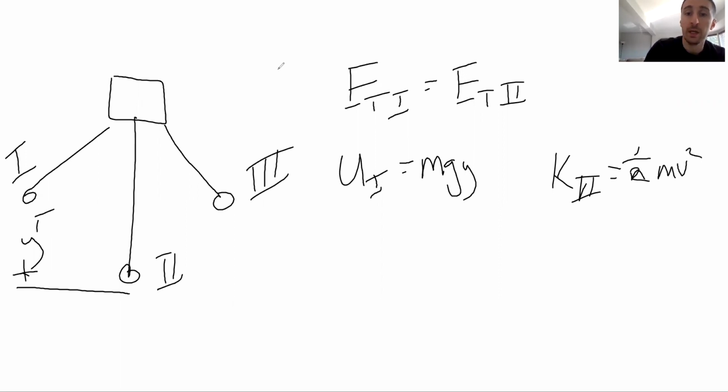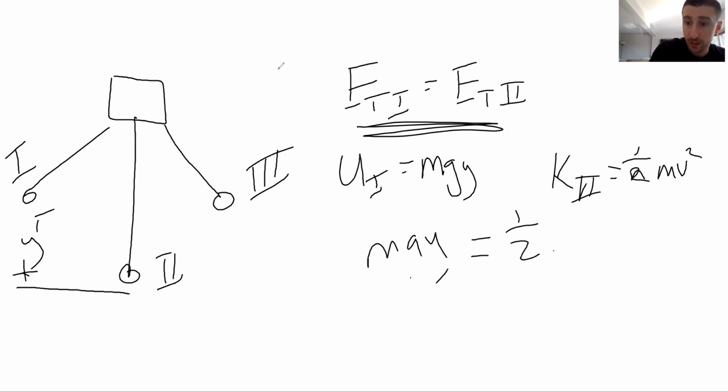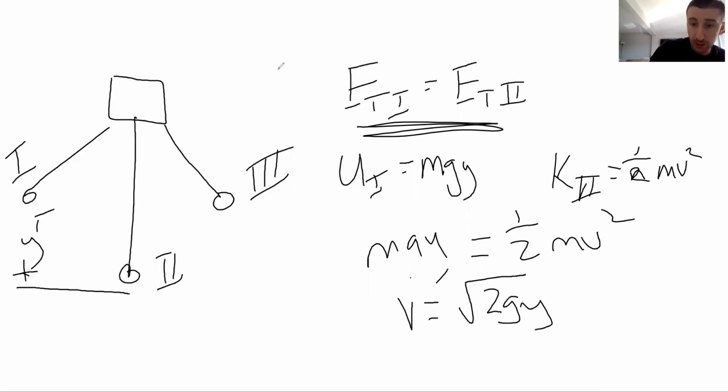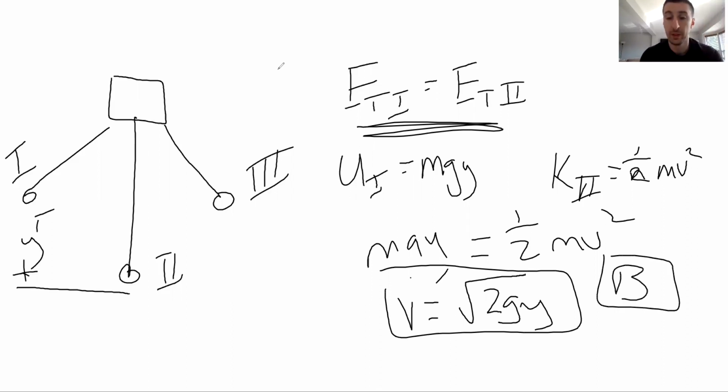mv squared. That's the total energy at each point. I get mgy equals 1/2 mv squared. You can solve for v using algebra, and I get velocity is equal to the square root of 2gy. And your answer there is going to be B. All right, so let me clear this.